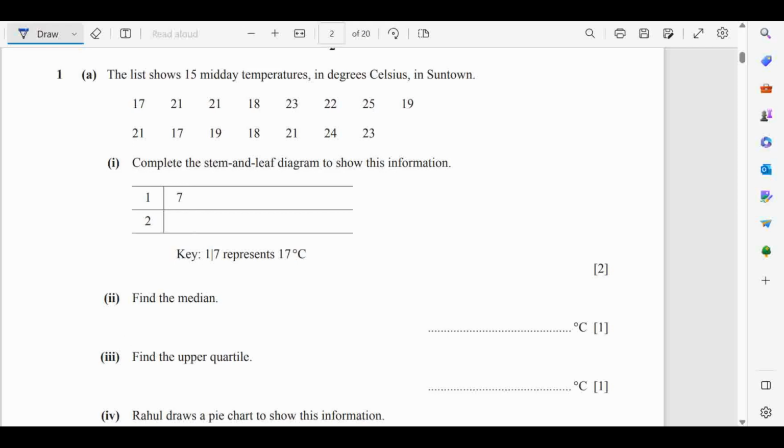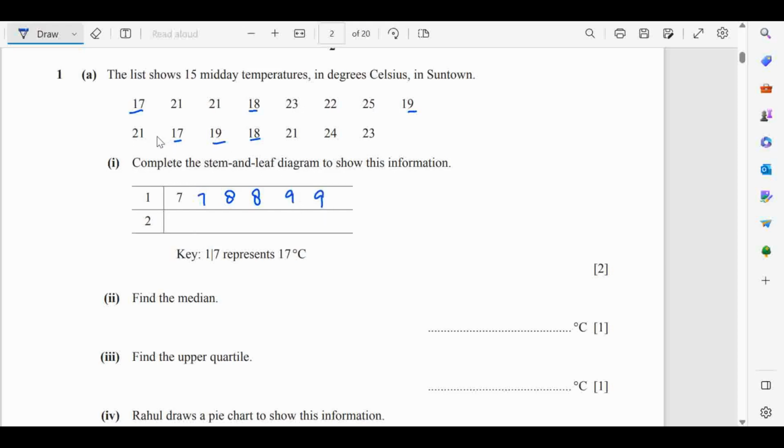So first of all, we can write this as 17, already represented over here. Now this will be 17 again. Then this will be 18 and 18, so 2 times we have 8. Then we have 19 and 19, so we can write it over here, 19 and 19.